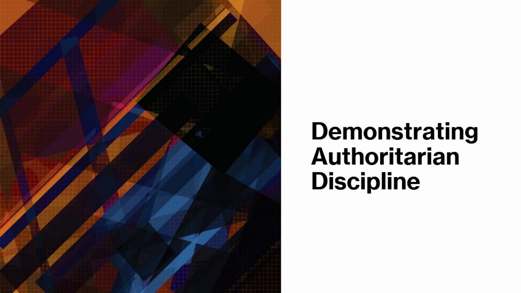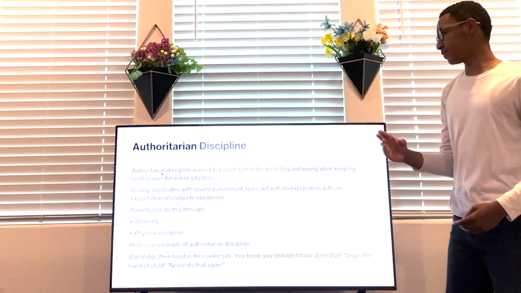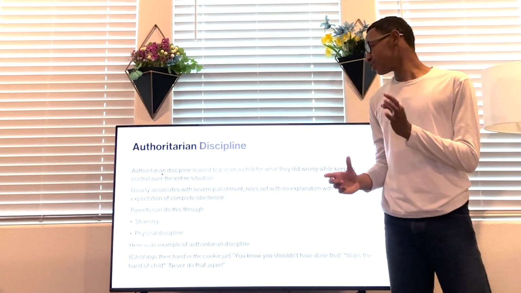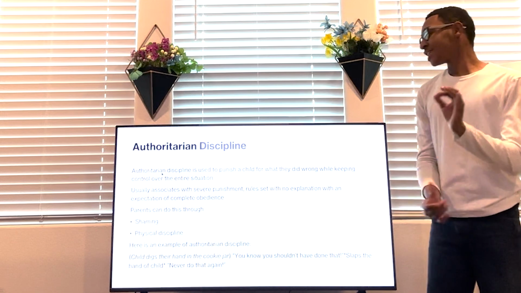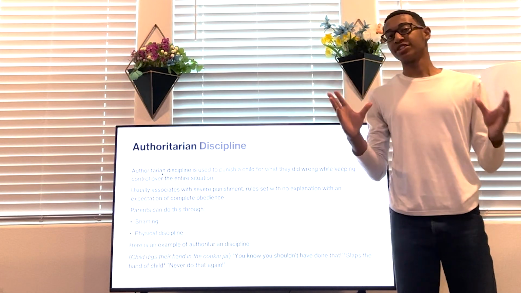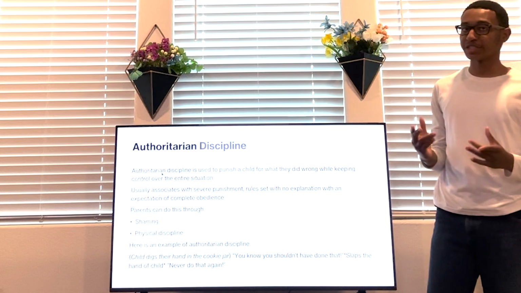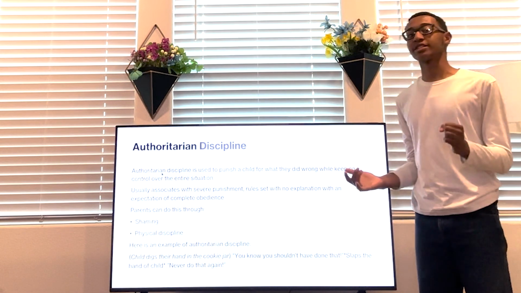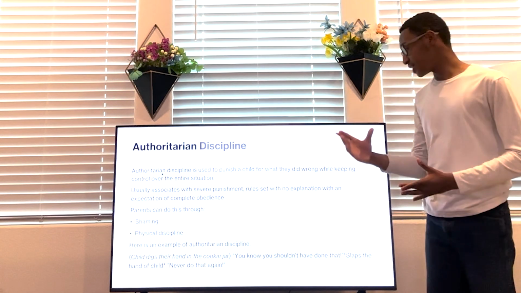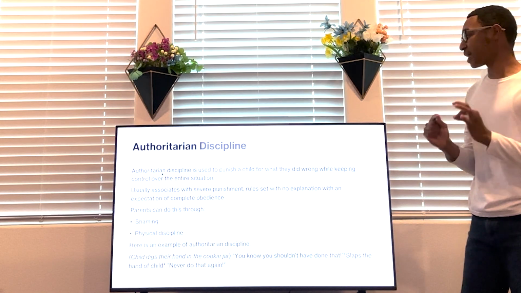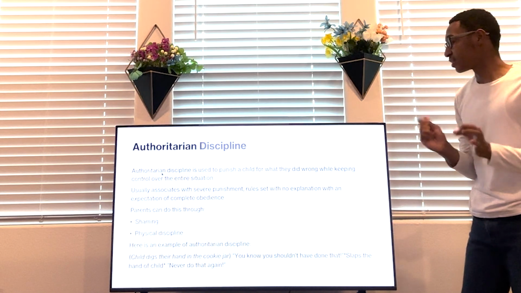Authoritarian discipline. Authoritarian discipline is used to punish a child for what they did wrong while keeping control over the entire situation. It is usually associated with severe or strict punishment, rules set with no explanation, and a complete expectation of obedience from the child.